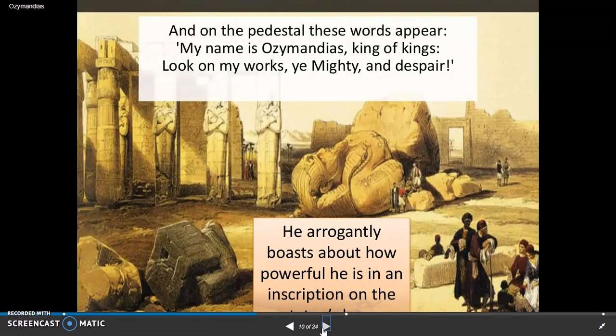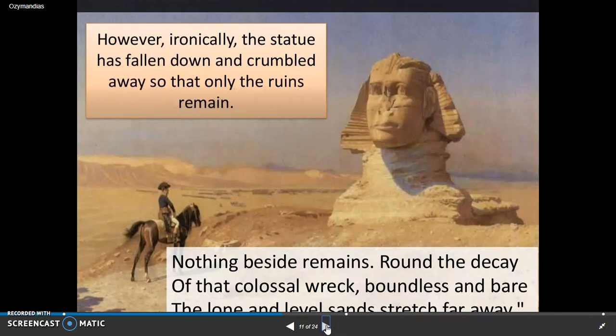And on the pedestal, these words appear: "My name is Ozymandias, king of kings. Look on my works, ye Mighty, and despair!" He arrogantly boasts about how powerful he is in the inscription on the pedestal. Nothing beside remains. Round the decay of that colossal wreck, boundless and bare, the lone and level sands stretch far away. However, ironically, the statue has fallen down and crumbled away so that only the ruins remain.